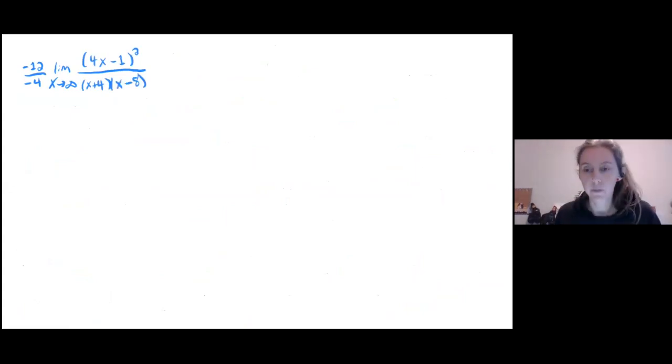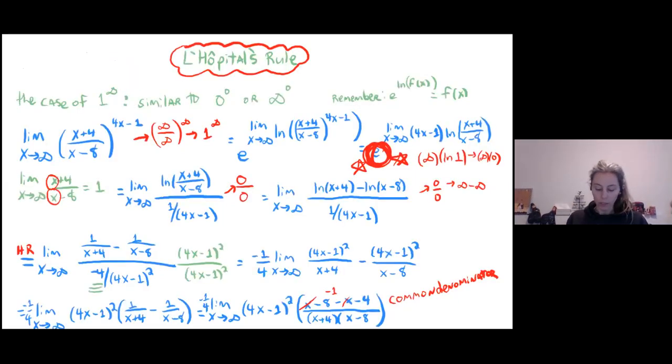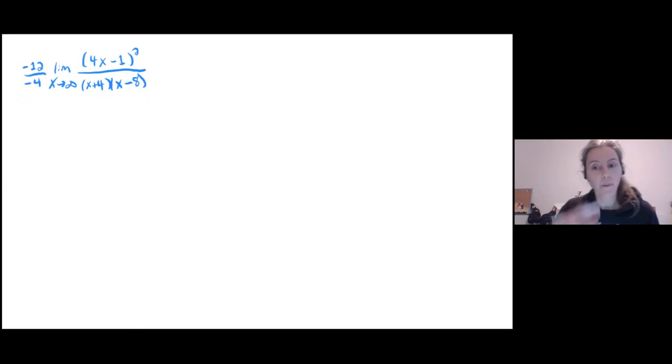So let's go back to the previous slide just to make sure that you guys see that. So we have the 4x minus 1 squared. What's left in the numerator, that minus 12, got moved to the outside, so there's just a 1. And then we have x plus 4 times x minus 8. I put them all under 4x minus 1 squared. Perfect. Okay, so now I have a polynomial over a polynomial.